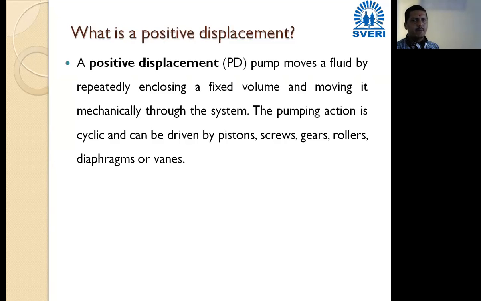Full stop and next line. The pumping action is cyclic and can be driven by pistons, screws, gears, rollers, diaphragms, or vanes.